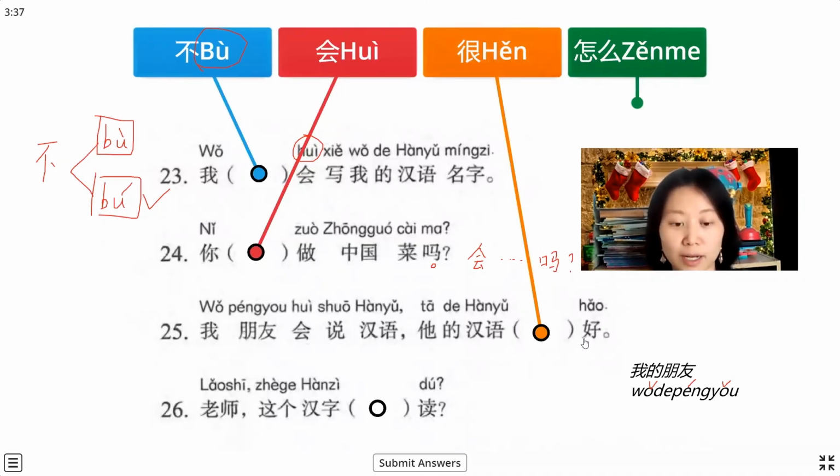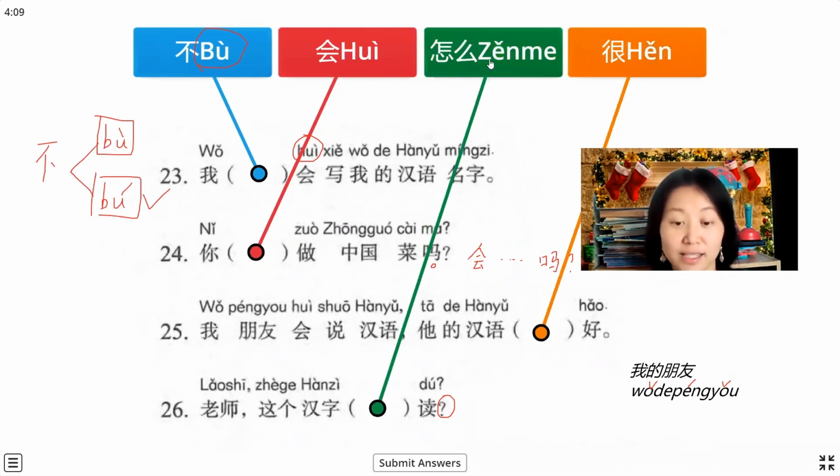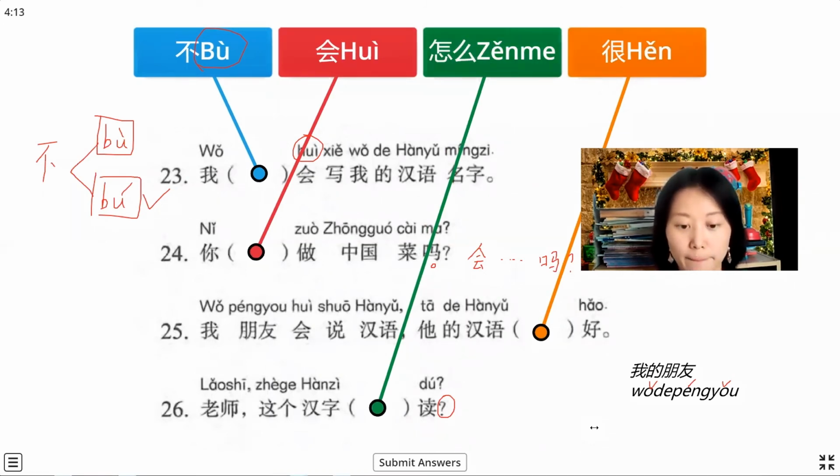And in Chinese, sometimes we cannot say only one Chinese character. We always say, oh, well done, very good, perfect. We say 很好. Okay, and next one, 老师, teacher. 这个, this is 汉字读. Because we ask the 老师, it's a question. Always ask a teacher a question. And how to read, we say 怎么读. And 怎么 is how. How to read. Okay, we have these phrases. We say 怎么读.